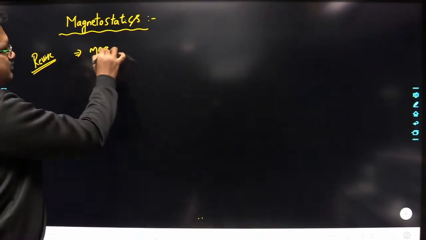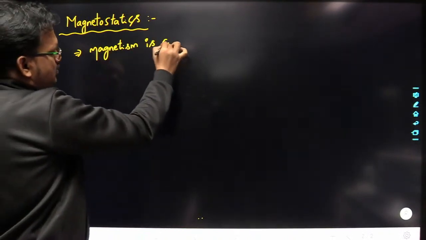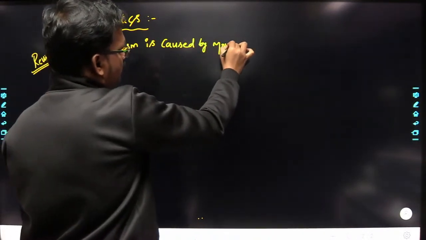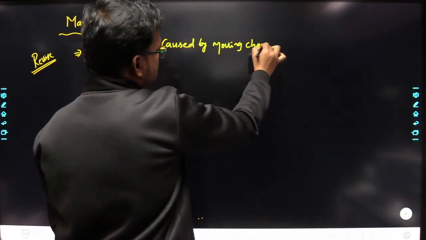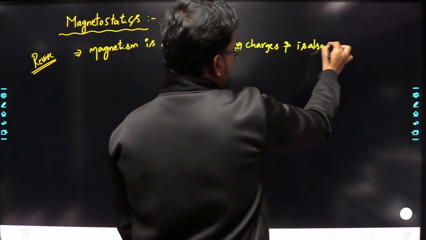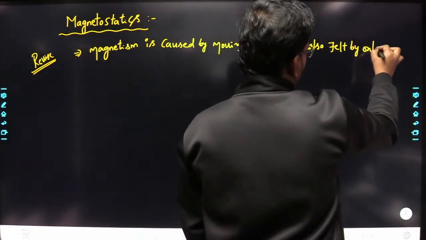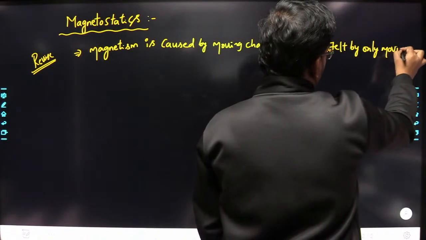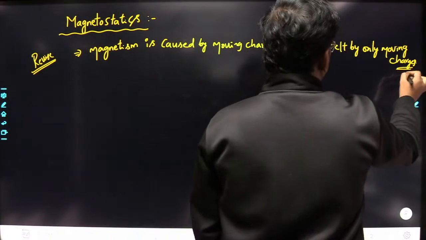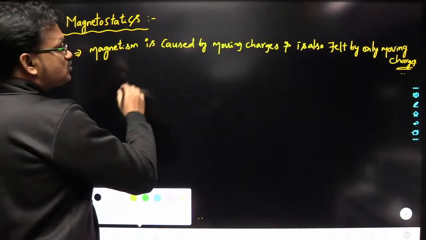So, magnetism is caused by moving charges and is also felt by only moving charges, right? This is what we have seen here. So, what do you mean by this?